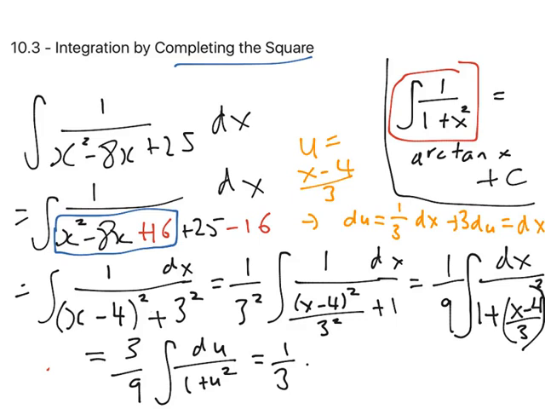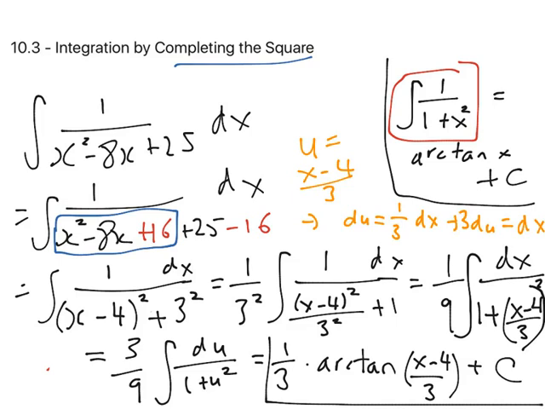That's 1 over 3 times arctan of u plus c. U, we know, is just x minus 4 over 3. So that's our answer: 1/3 times the arctan of x minus 4 over 3 plus c.